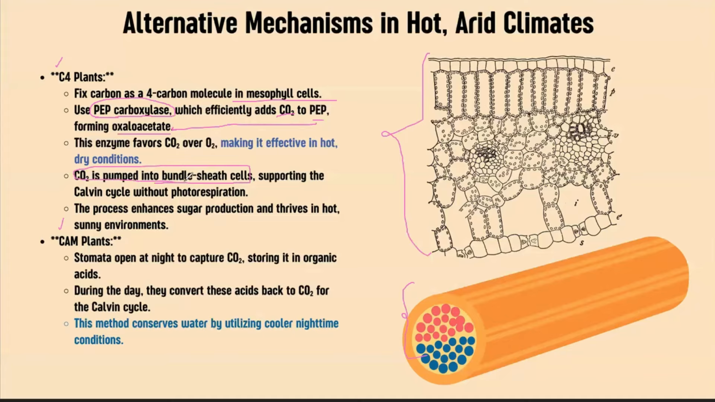And what ends up happening is the high light, meaning from the sun, and the high temperature means that you have low water content. You want to think about that desert environment. And what happens is you're enhancing the sugar production to compensate so we could thrive in those hot, sunny environments.